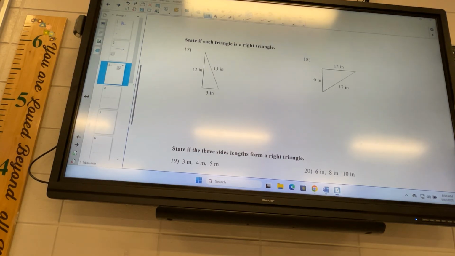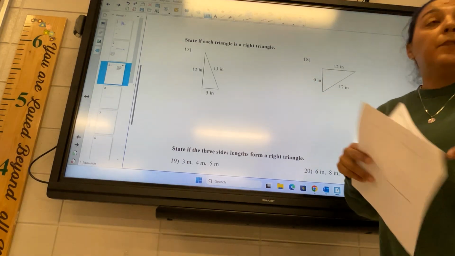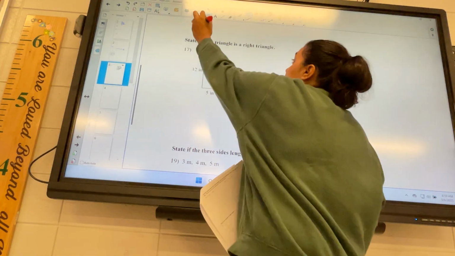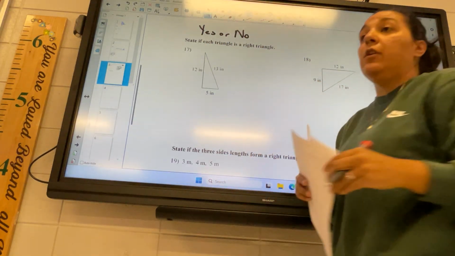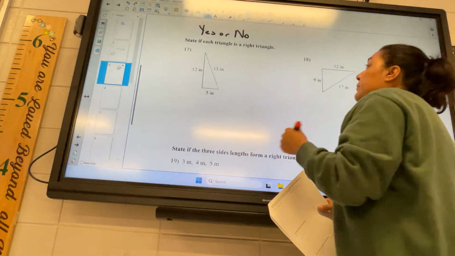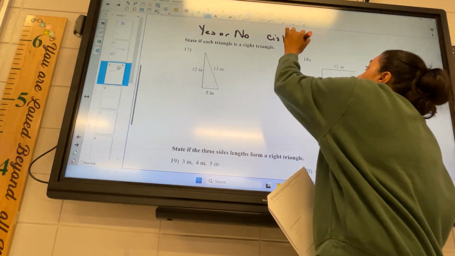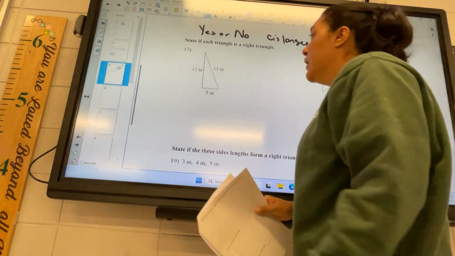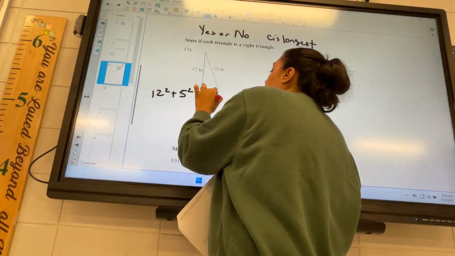The longest one. So if we look at this one, which one is the biggest number out of the three numbers there? 13. Okay, so this is either going to be yes or no for our answer. C is the longest. So it's going to look like 12 squared plus 5 squared equals 13 squared.